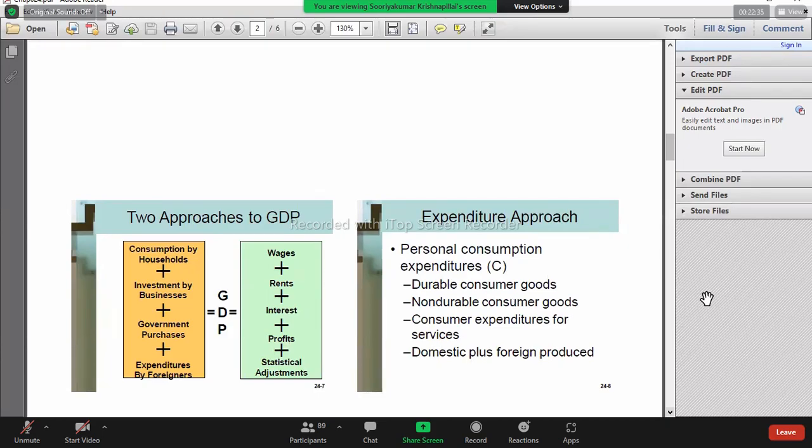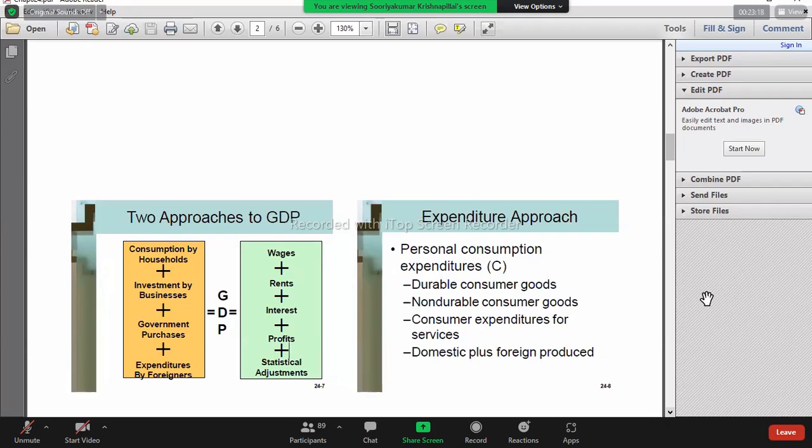And when we equate these two approaches, we should add some statistical adjustment. The expenditure approach should be equal to the income approach. Both should be equal. But when we sum up wage, rent, interest and profit, it may not balance. There are some adjustments we should make because some profit and other things do not go directly to the household. So we will see that is the statistical adjustment. Then both should be equal.